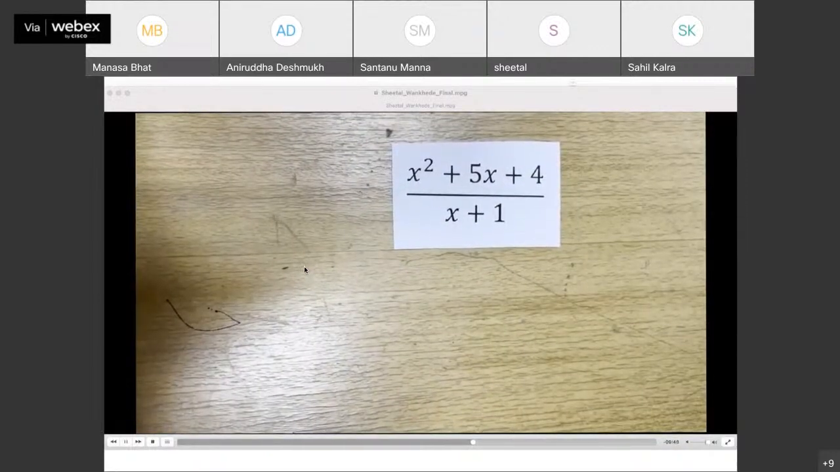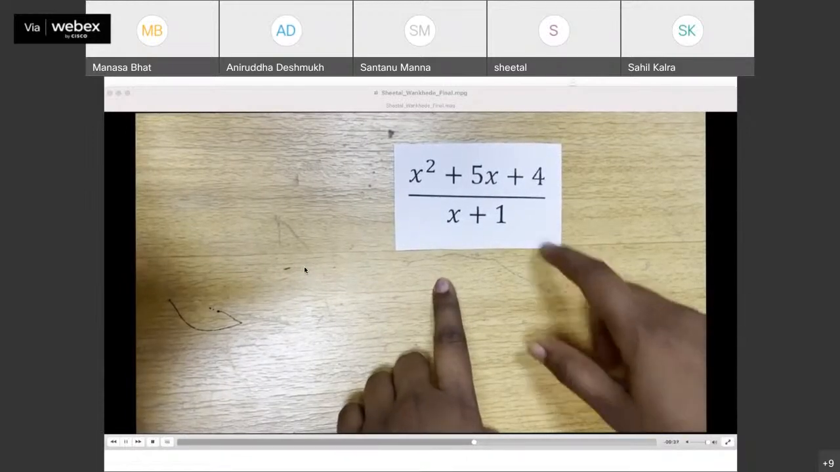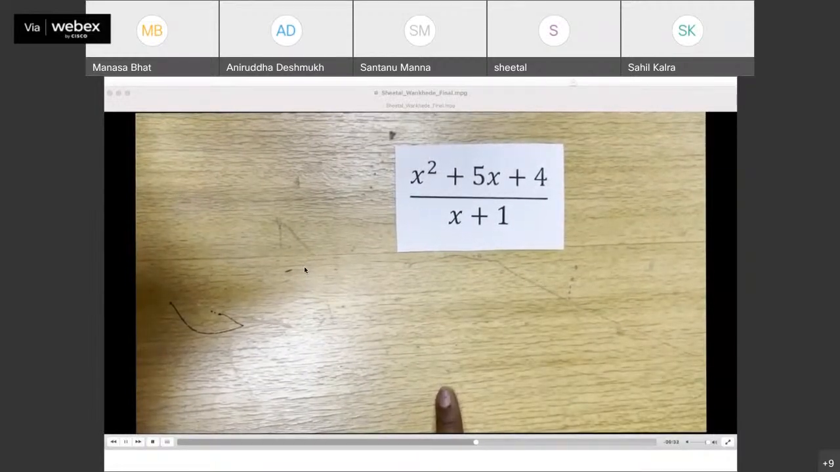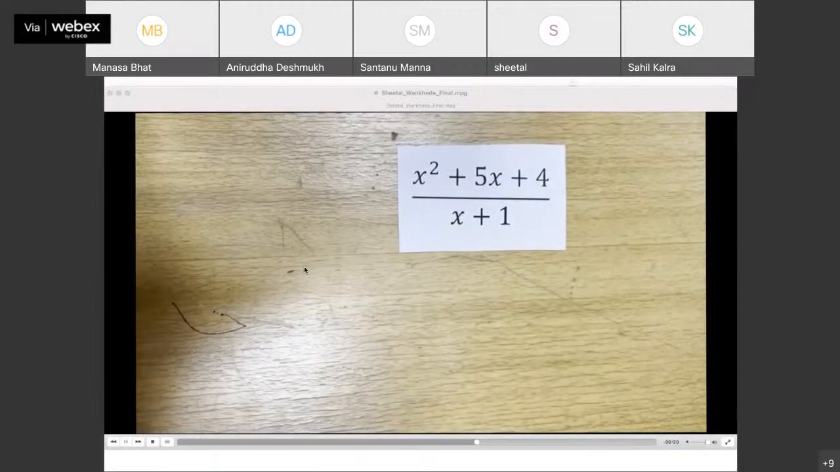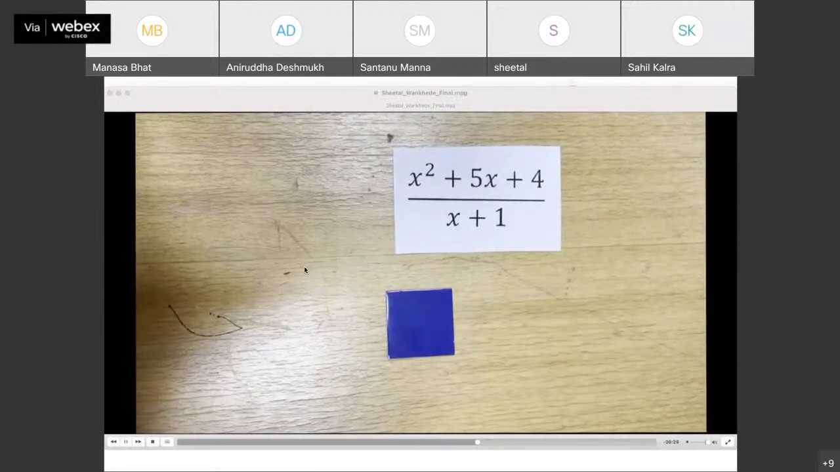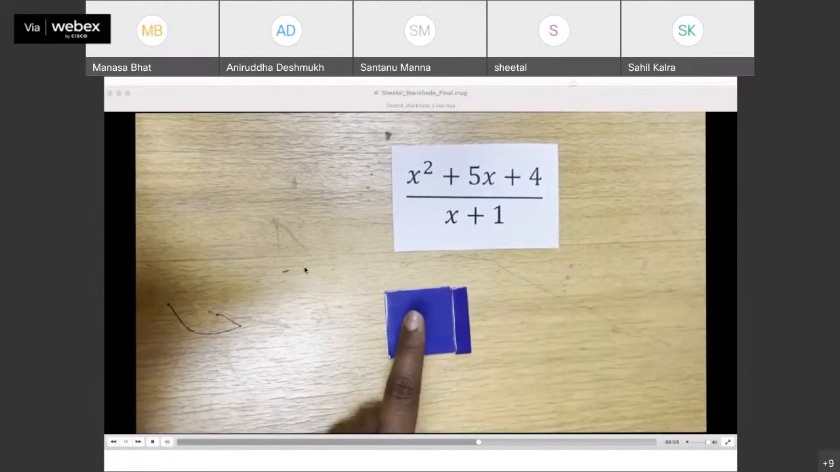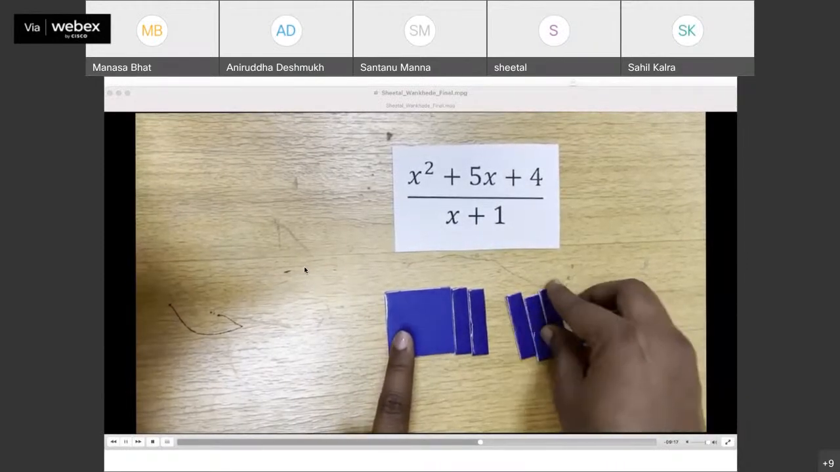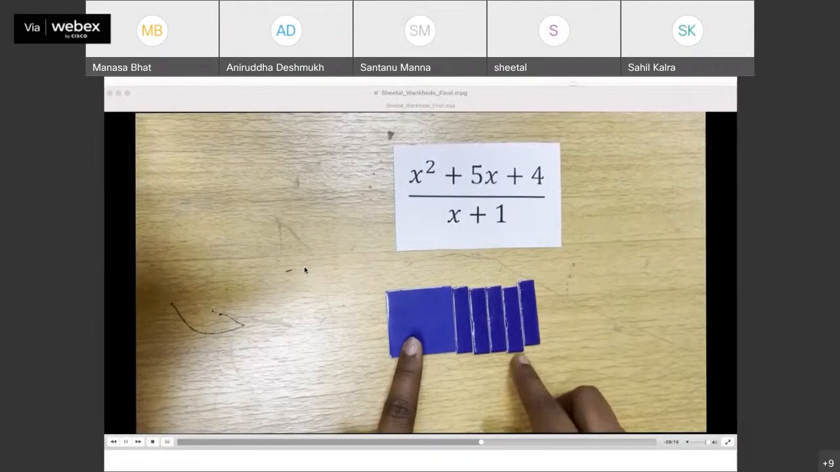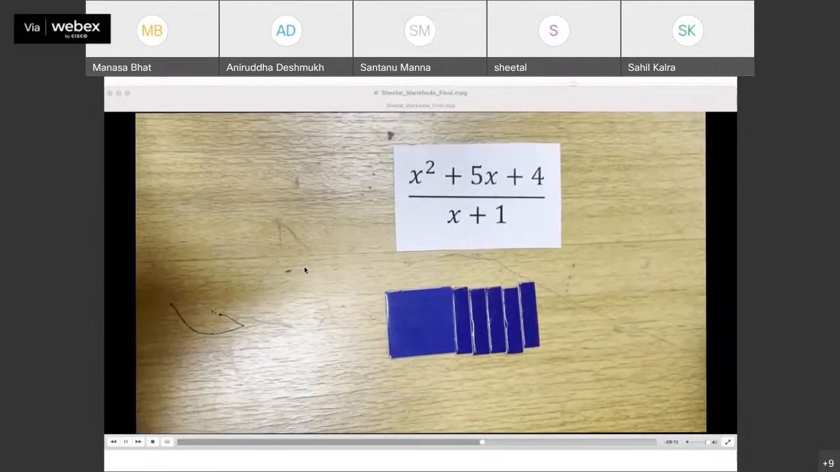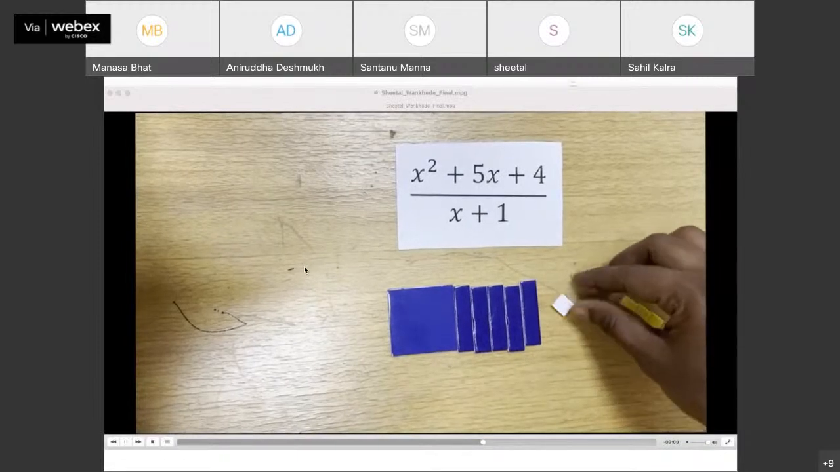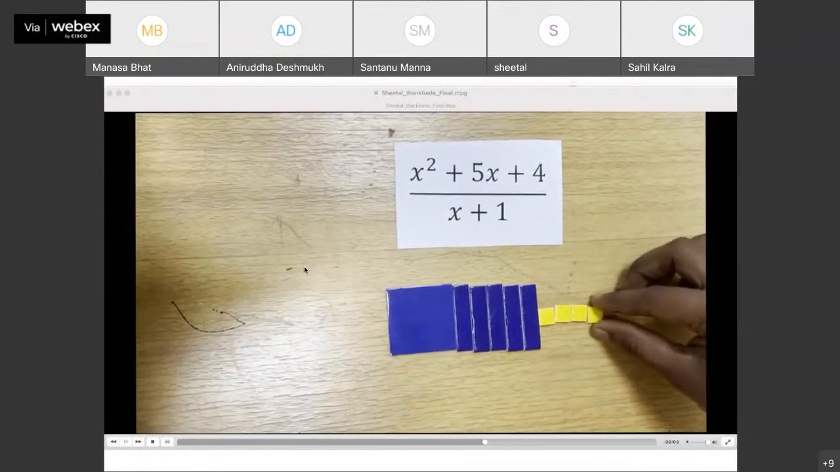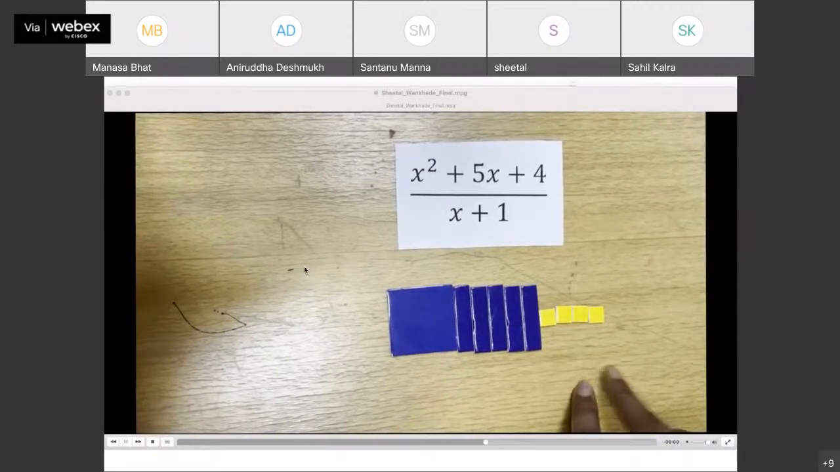So now we see division of polynomials. So we are going to divide this polynomial x square plus 5x plus 4 by this polynomial x plus 1. So first we compute this polynomial x square plus 5x plus 4. We have this x square tile and using these x tiles we make our 5x. So 5 times this x tile gives you 5x. Also we need plus 4. So using these plus 1 tiles, 4 times this plus 1 gives you 4. So now it becomes your x square plus 5x plus 4.